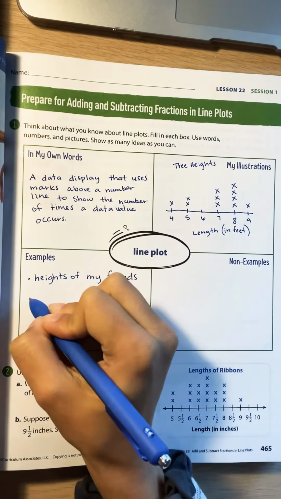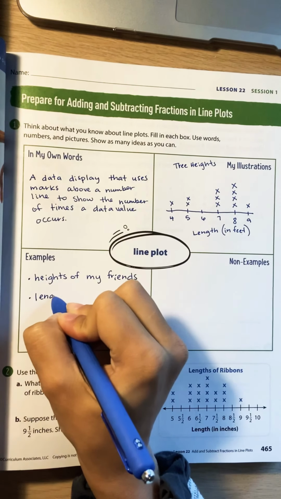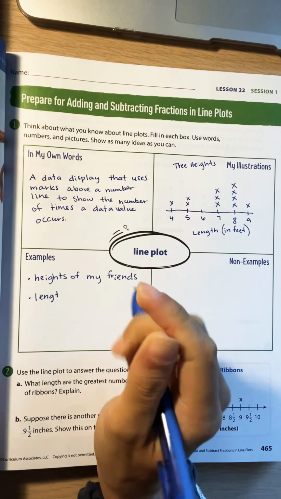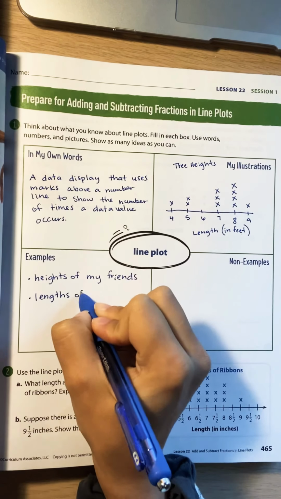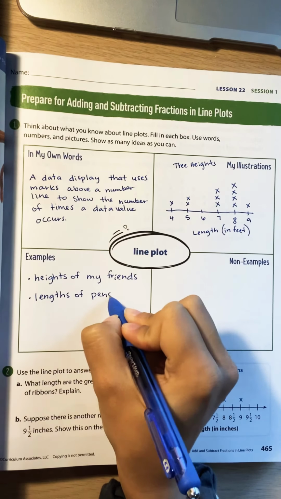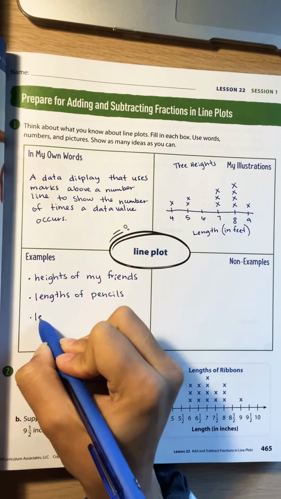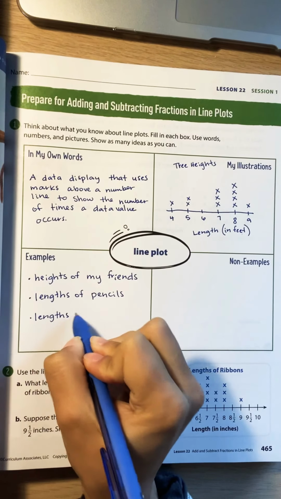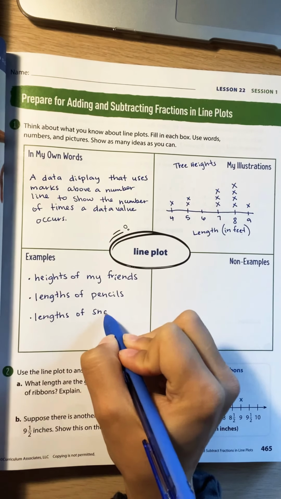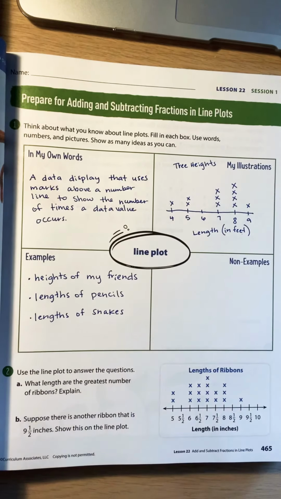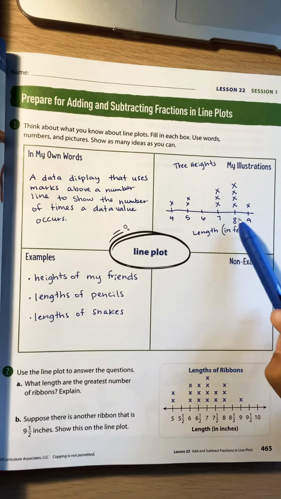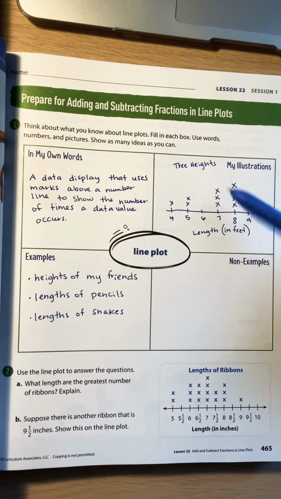I could show lengths of my pencils in my classroom. Some of them are like this big somehow. You guys are crazy. Lengths of pencils. Or lengths of snakes at the zoo. Okay, so they're measurements, right? Heights, lengths. There are things that I could put down here as measurements and then count how many are that height or that length or weight, whatever, right?